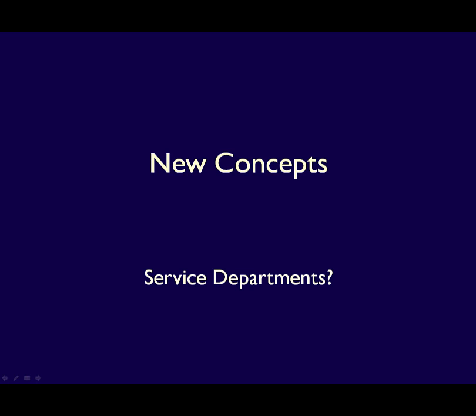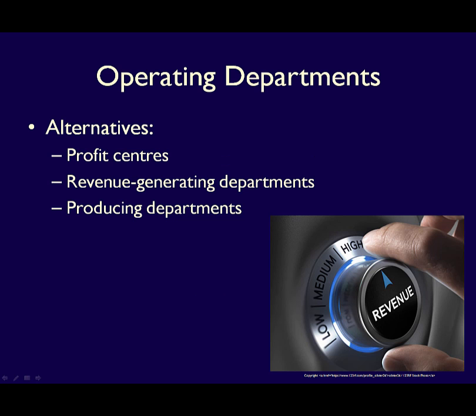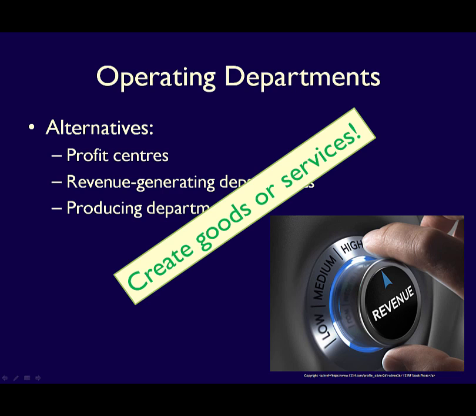Now that I've reminded you about some basic terms, let's move on to an important question. What is a service department? Well, to understand service departments, you first have to understand operating departments. Operating departments, also called profit centers, or revenue-generating departments, or producing departments, are directly responsible for creating goods or services, and these will be sold to external customers or clients.